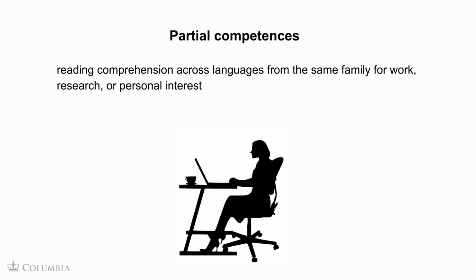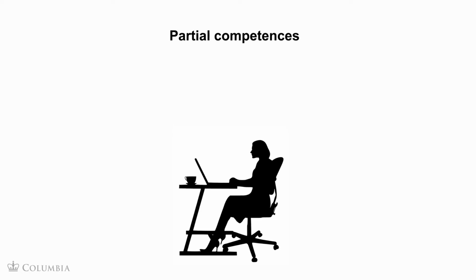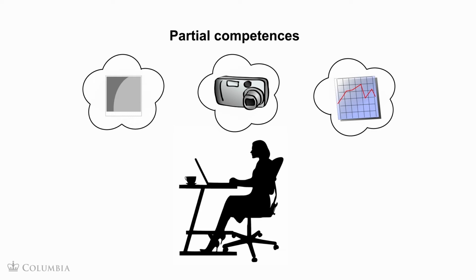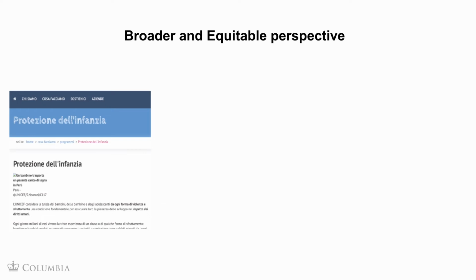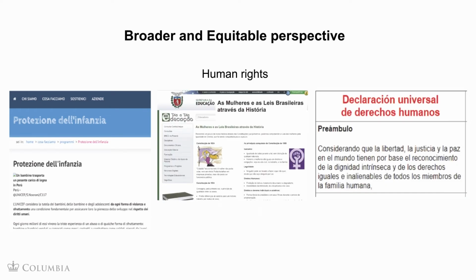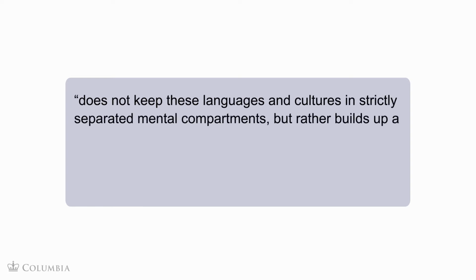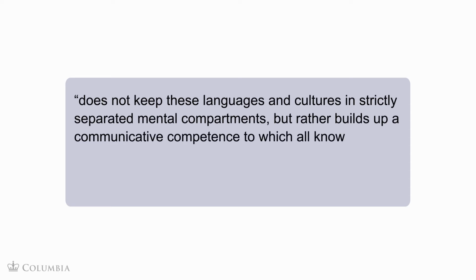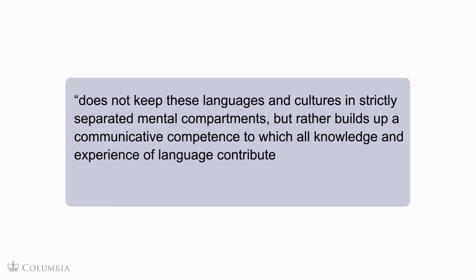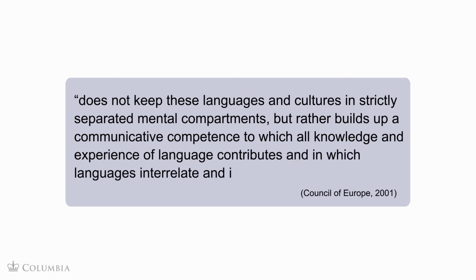personal interest. In doing so, they are also using other strategies, such as inferring information from paratextual information, such as images, pictures, or graphics. These competences will allow individuals to have a broader and more equitable perspective of their discipline or field of interest. Therefore, intercomprehension is a plurilingual approach that does not keep these languages and cultures in strictly separated mental compartments, but rather builds up a communicative competence to which all knowledge and experience of language contributes, and in which languages interrelate and interact.